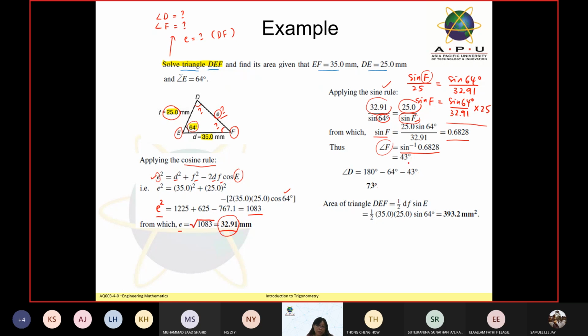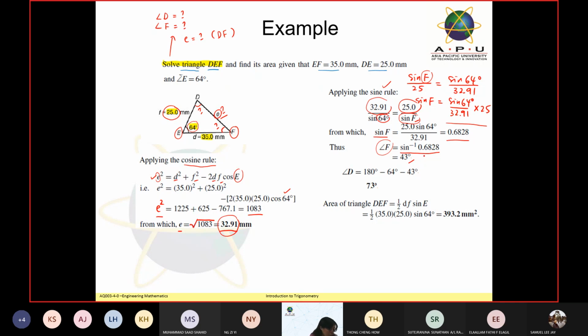Normally we will get the angle in degrees. Then you remember to change the mode of the calculator to degree, to get 43. You all should try using your calculator. You know how to find the arc sine, right?